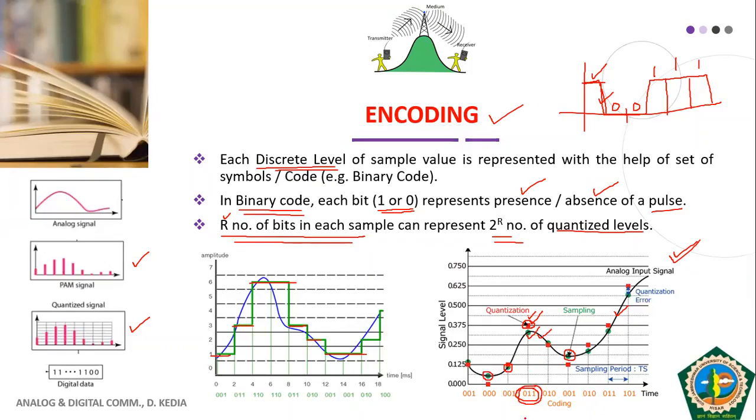After I have coded, this sample will be transmitted in the form of 3 pulses. During 0, no pulse. During 1, pulse. Then again pulse. So this single sample after quantization will be transmitted with the help of 3 pulses. This is your encoding. With this, I have been able to explain the concept of sampling, the concept of quantization, and the concept of encoding. I hope all of you have understood this in a nice way.